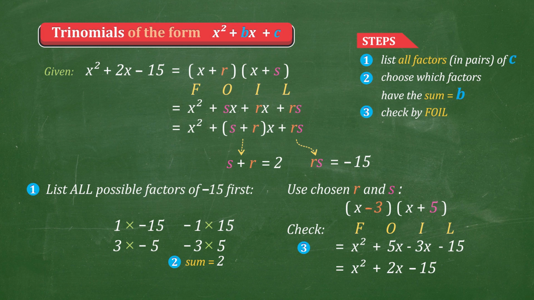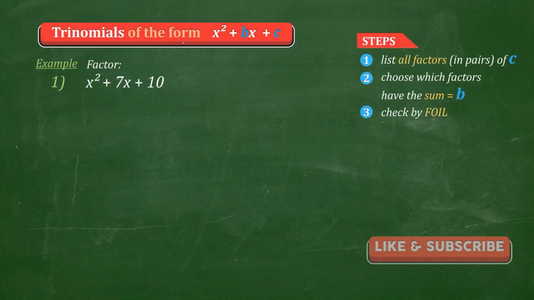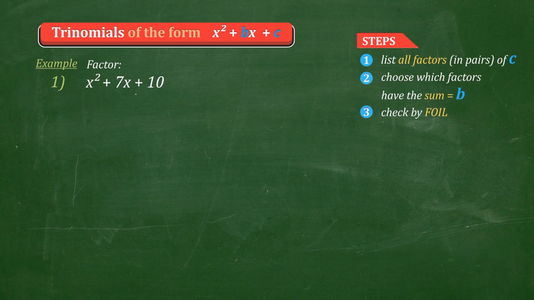So what's the good news in all of these? It means you can skip all these and quickly do this part only. Let's try and apply these steps to quickly solve the next examples. We are asked to factor the trinomial x squared plus 7x plus 10. By observation, this is a trinomial with leading coefficient equal to 1. Thus, we can use our technique here.